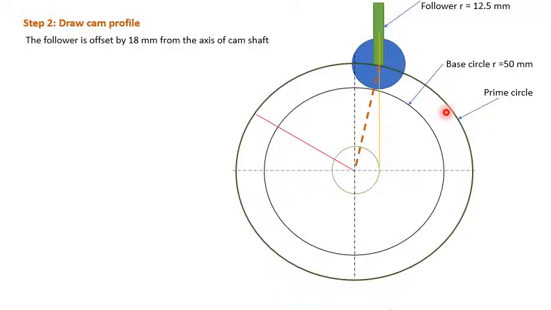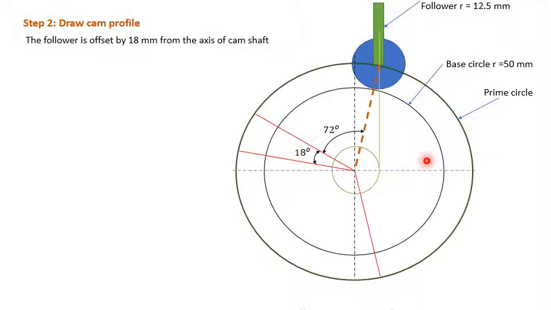Okay. So the first stroke is outstroke or ascent, which is 72 degree. Measure 72 degree from the reference line and draw a line. This portion represents the outstroke or ascent. Next is 18 degree, which is the first dwell. Measure 18 degree from this line and draw a line. This period represents the first dwell.